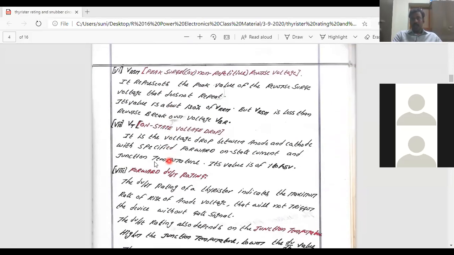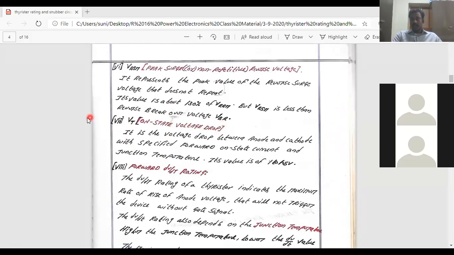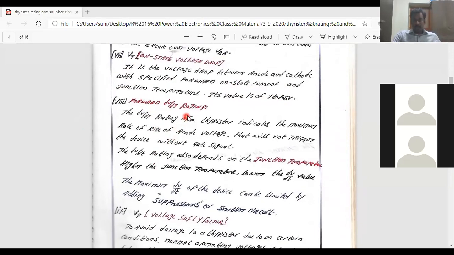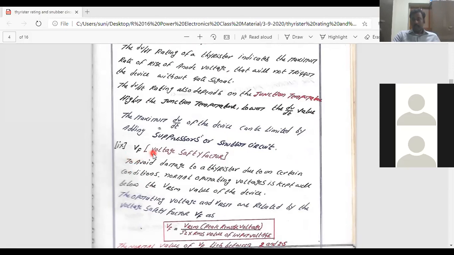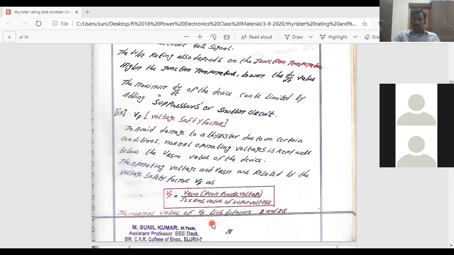Okay, so VT is going to be the on state voltage drop. Generally it is going to be 1 to 1.5 volts, defined in the specification sheet. Okay, then the forward dV by dt rating. Then VF, that is going to be the voltage safety factor. VF is defined as the peak reverse voltage divided by root 2 times the RMS value of input voltage. Its value always lies between 2 and 2.5.